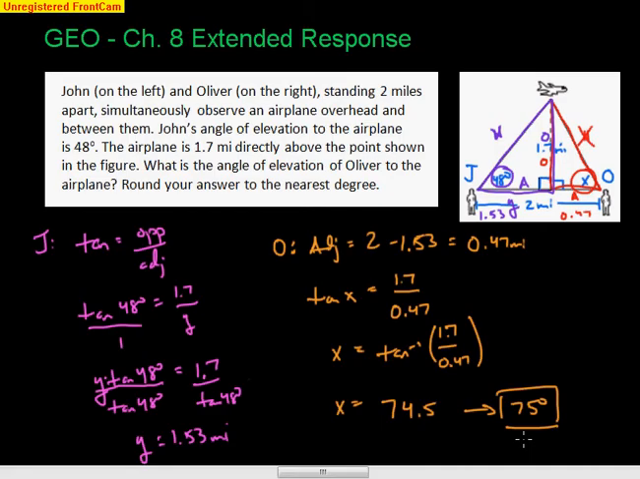Okay, so kind of a tough question because you had to do multiple steps, right? You had to think about it. So make sure you're thinking about these types of questions when it comes to extended response.